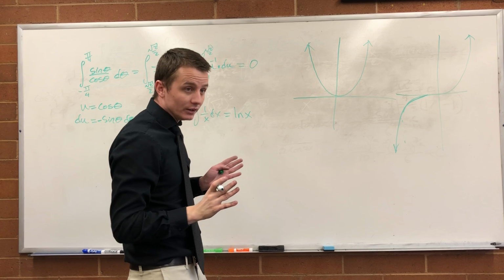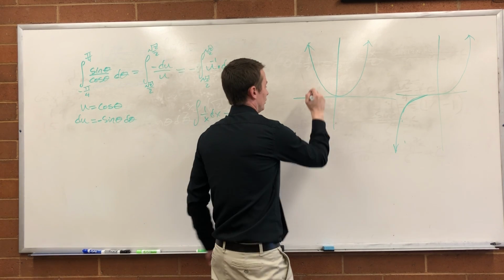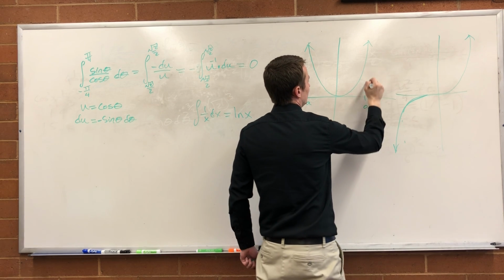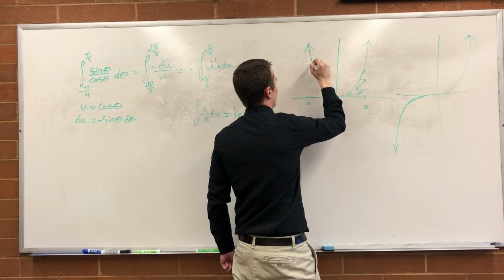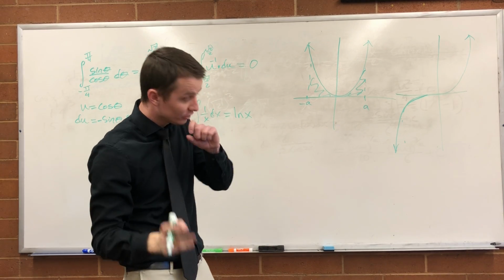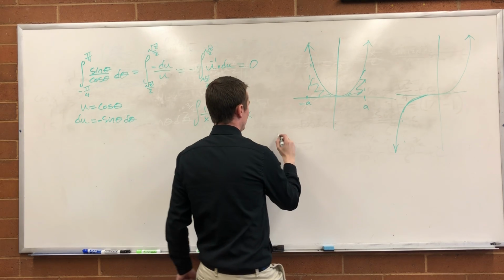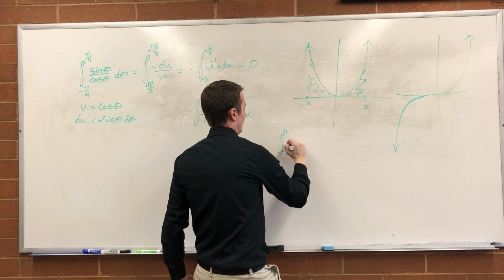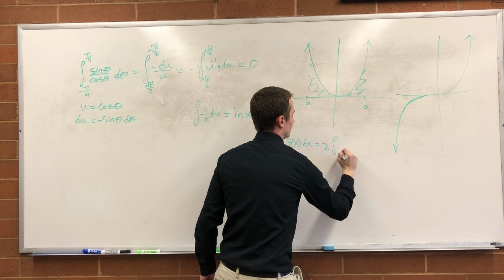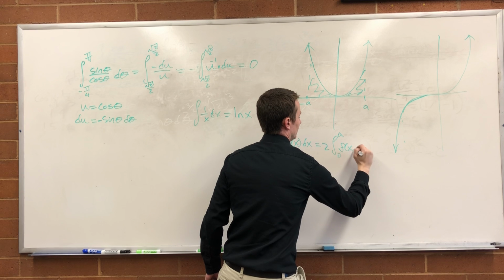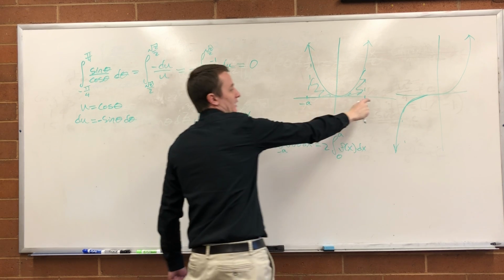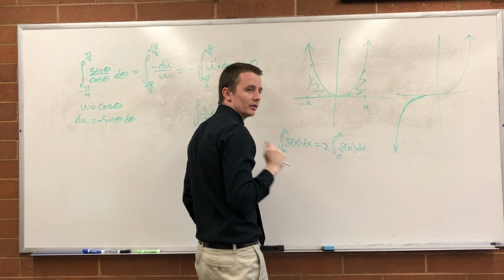Now with all your evens, if we were calculating an integral from negative a to a, how does the area over here compare with the area over here? It's the same area. So if your function is even, then the integral from negative a to a of f of x dx is equal to 2 times the integral from 0 to a of f of x dx. The area from negative a to a is the same as the area from 0 to a doubled.